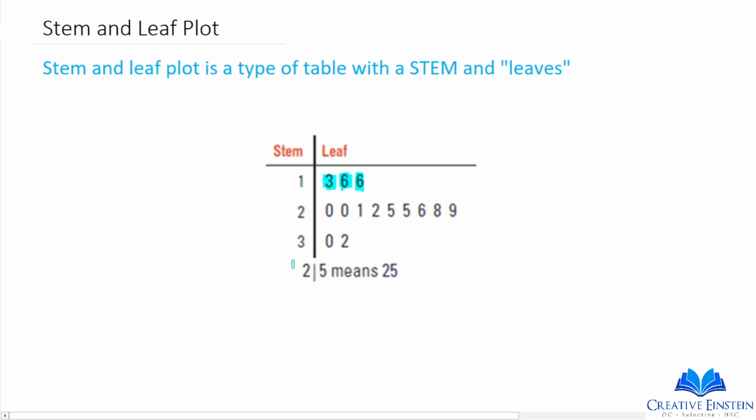It does actually tell you in the key, every stem and leaf graph or plot should have a key. So that shows you it's 20 something, and the leaf is 5, so it's 25. Let's do some examples now.